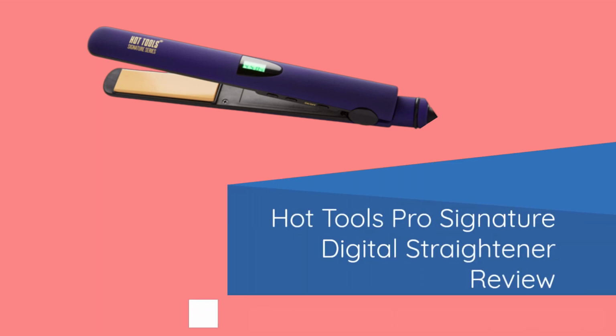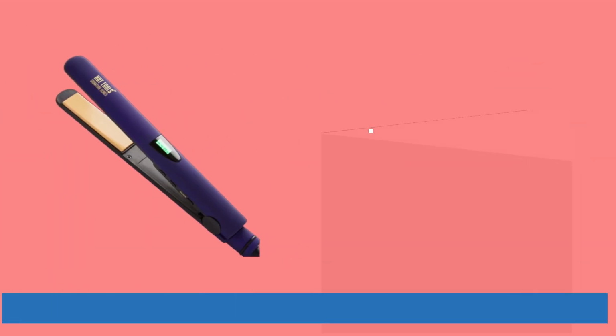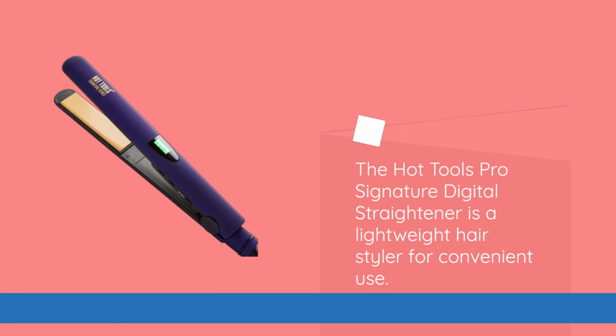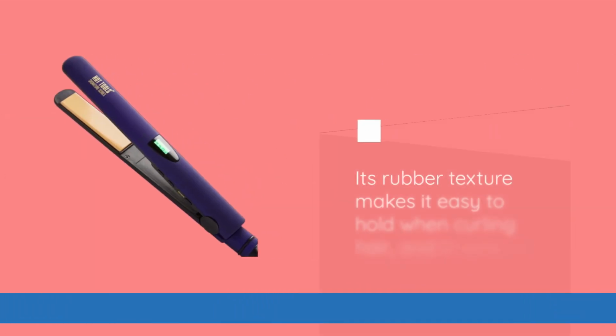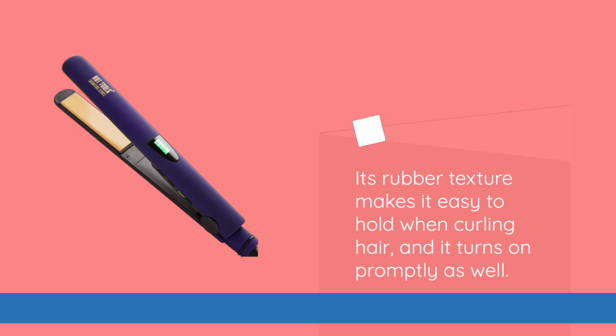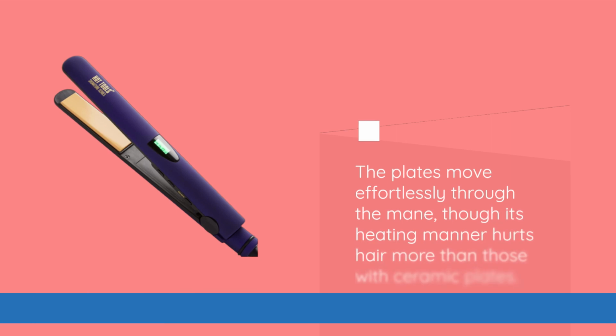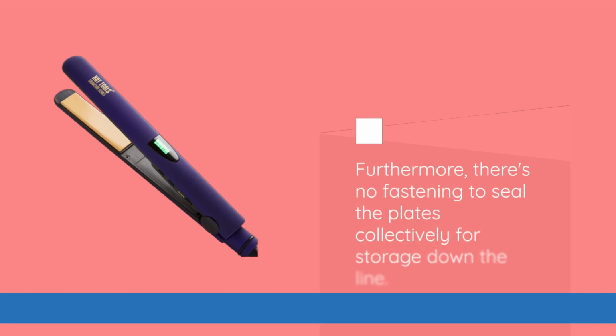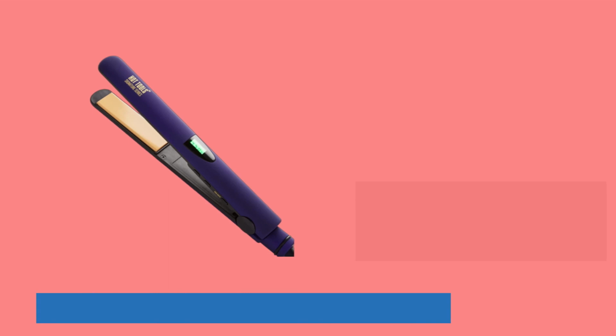Hot Tools Pro Signature Digital Straightener Review. The Hot Tools Pro Signature Digital Straightener is a lightweight hair styler for convenient use. Its rubber texture makes it easy to hold when curling hair, and it turns on promptly as well. The plates move effortlessly through the mane, though its heating manner hurts hair more than those with ceramic plates. Furthermore, there's no fastening to seal the plates together for storage down the line.